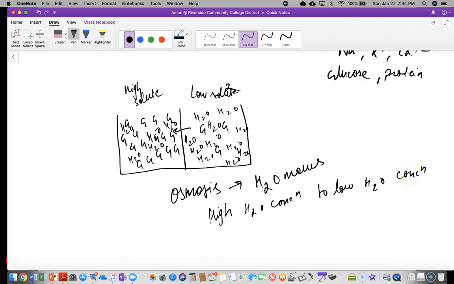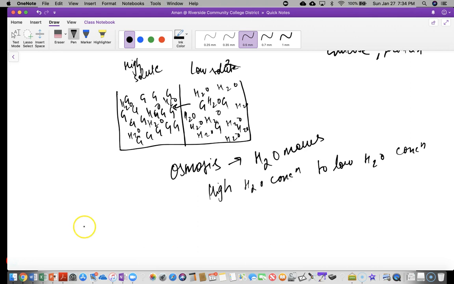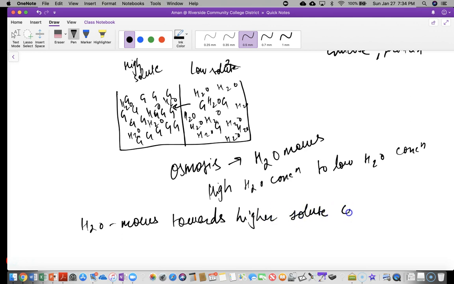Or if you want to think about this the other way, you can think of it as water moving towards higher solute concentration, so in this case glucose concentration. So what is basically happening is water is moving from low solute concentration to high solute concentration. You can think of it this way, or you can think of it as water moving from its own high water concentration to the lower water concentration. It just depends on what you pick, on what you're thinking about.